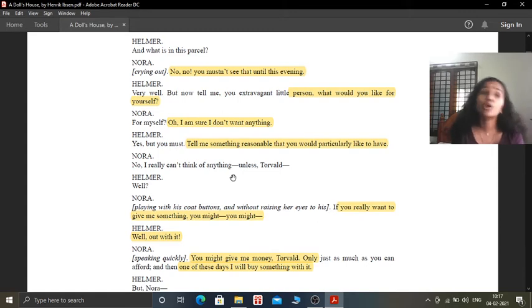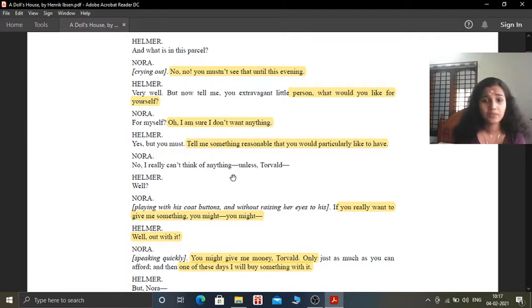But here also, Nora is a typical woman, typical wife or mother. She said that I don't want anything. But Helmer, the loving husband, said, no, you must buy something. Tell me something reasonable that you would particularly like to have. You didn't buy anything for yourself, but as a husband, it is my duty and I will give you something, so tell me what you would like to have. And she's again saying, no, I don't want anything now.